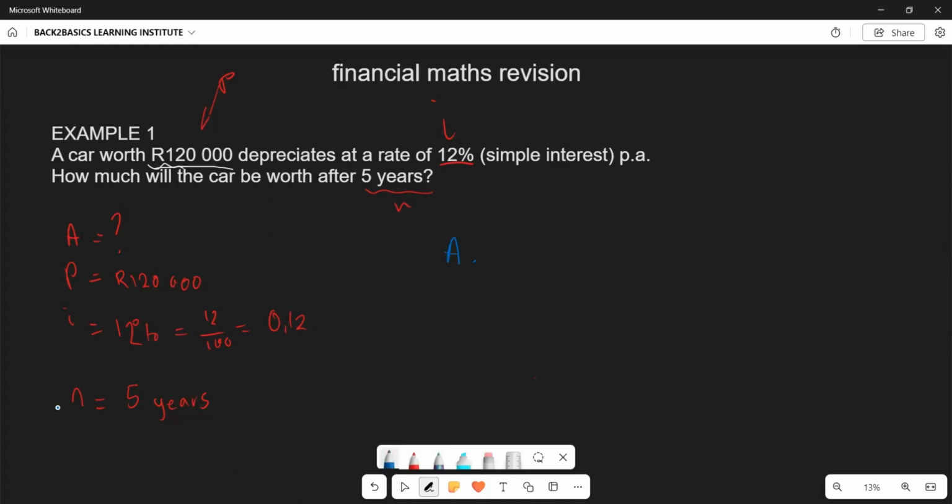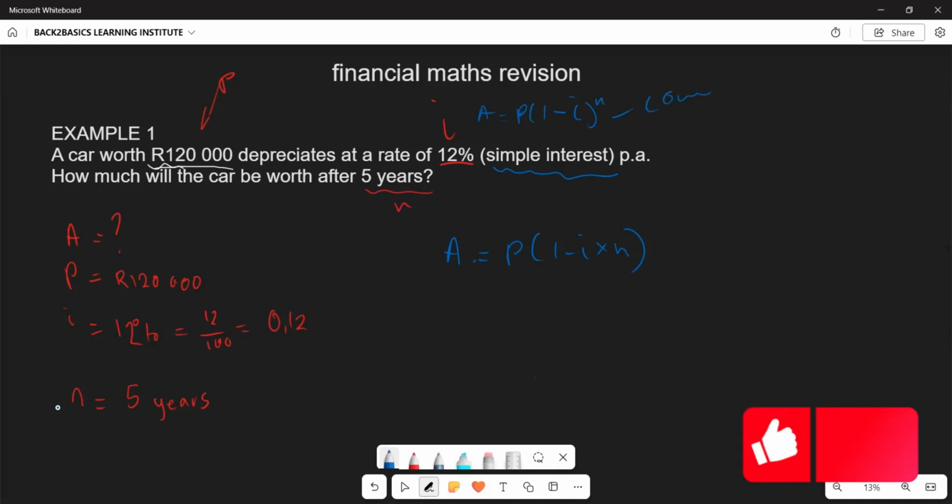So this is going to be A equals P into (1 minus I) multiplied by N, right? Here you multiply by N because they said it is in simple interest. If they said it was in compounding interest, therefore we would use the formula P into (1 minus I) to the power of N, right? So now let's continue then.